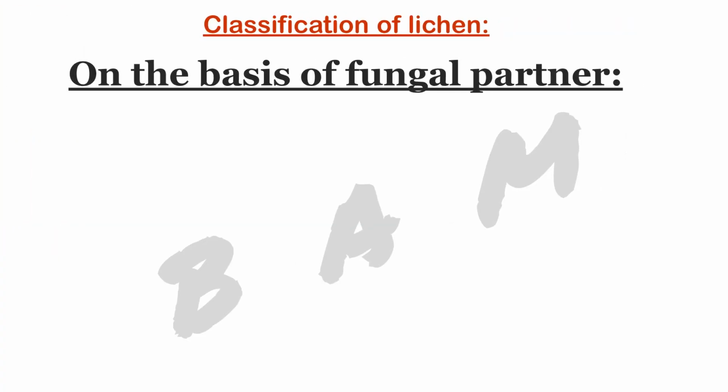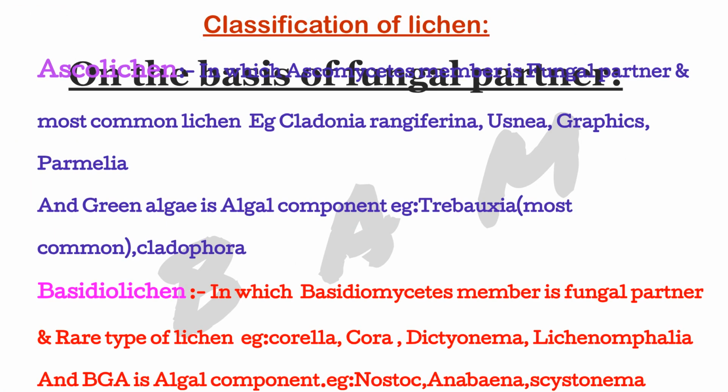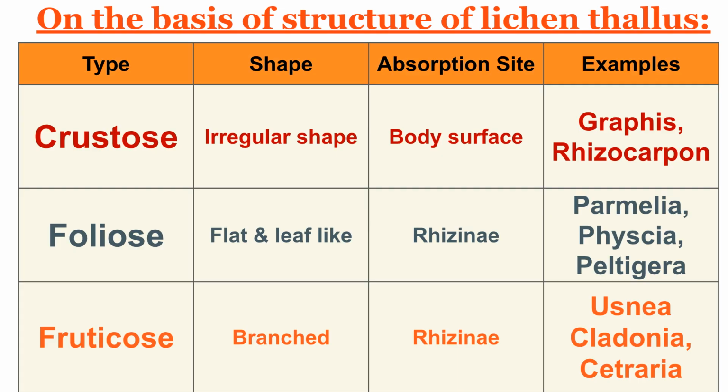Lichen classification can be based on the fungal partner. Ascolichens, the most common type, involve ascomycetes and green algae. Basidiolichens, which are rare, involve basidiomycetes and blue-green algae.